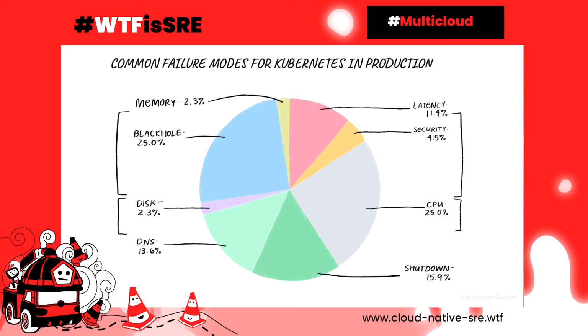So is this surprising to you? Did you think that CPU issues would cause a large number of failure modes in Kubernetes when you're running it in production? What about black hole? And by black hole, what that means is something went away, something was unavailable, something disappeared. Say you were trying to talk to a service and it just disappeared for a period of time. Could be a blip, could be a few seconds, could be a few minutes, and then it came back. And it's kind of the more mysterious side of computer science.